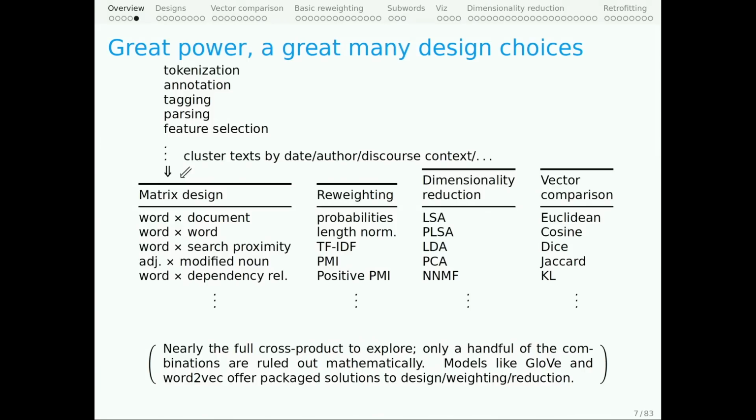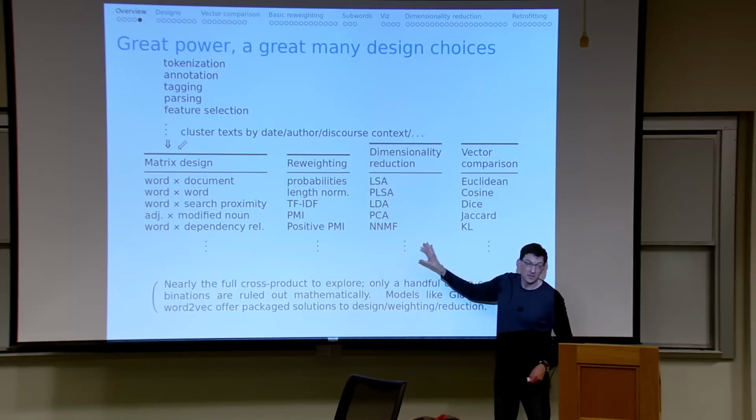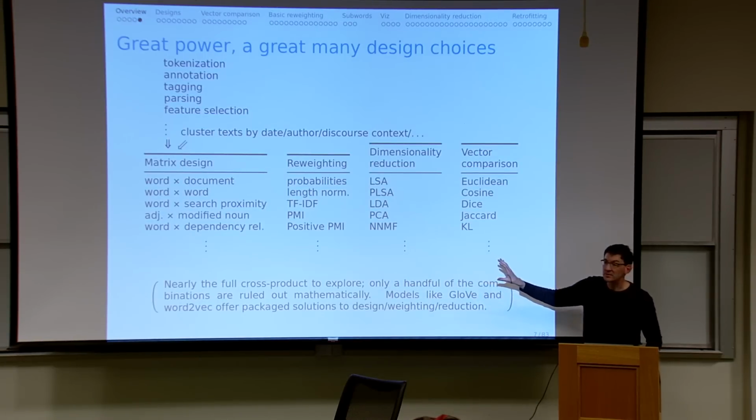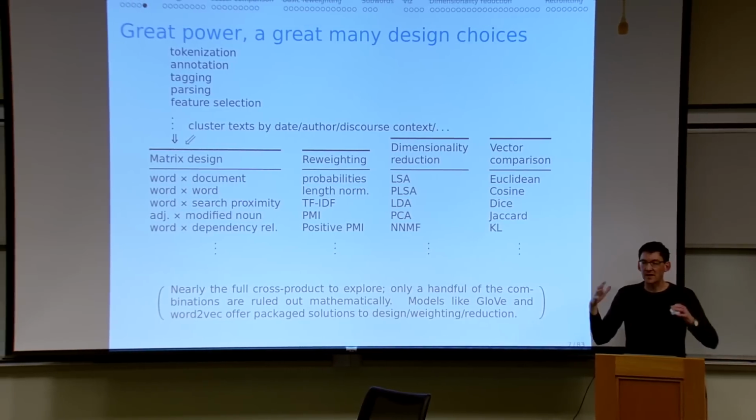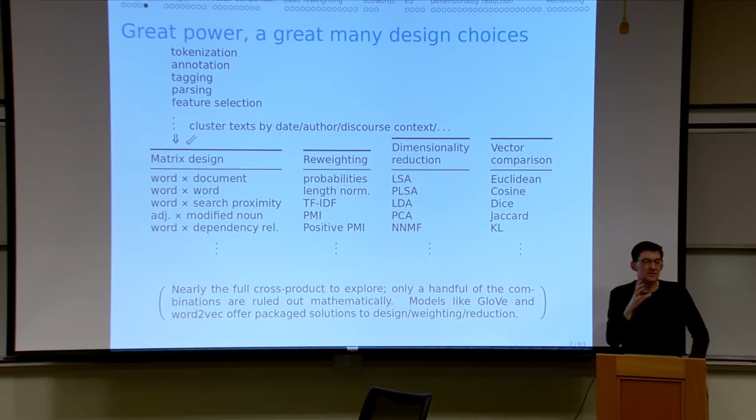I will say that in the time that Bill and I have been teaching this course, there has been some real progress on this question. I've noted that here. Models like GloVe and Word2Vec, which I'll show you later, attempt to unite, or take care of, reweighting and dimensionality reduction. And some of them even dictate what your matrix design should be like. That's a way of saying that it's one-stop shopping, right?